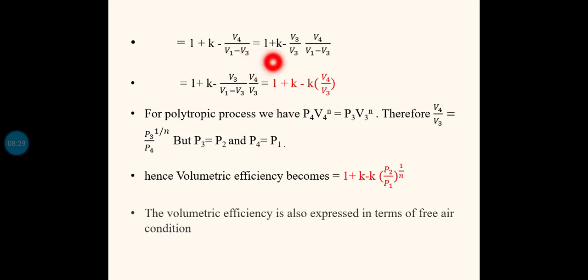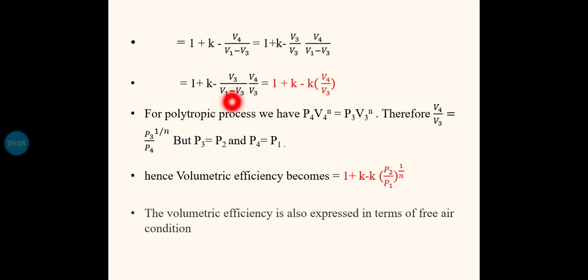So that is equal to 1 plus K minus, this can be further simplified as V3 by V3. So this will be actually equal to 1. So no change in this total value. So V3 by V3 into V4 by V1 minus V3. Now rearranging, 1 plus K is as such here, minus this term is rearranged as V3 by V1 minus V3. So this term is taken as the denominator for this first V3, and this V3 is taken as the denominator for V4. So the total becomes 1 plus K minus V3 by V1 minus V3 into V4 by V3.